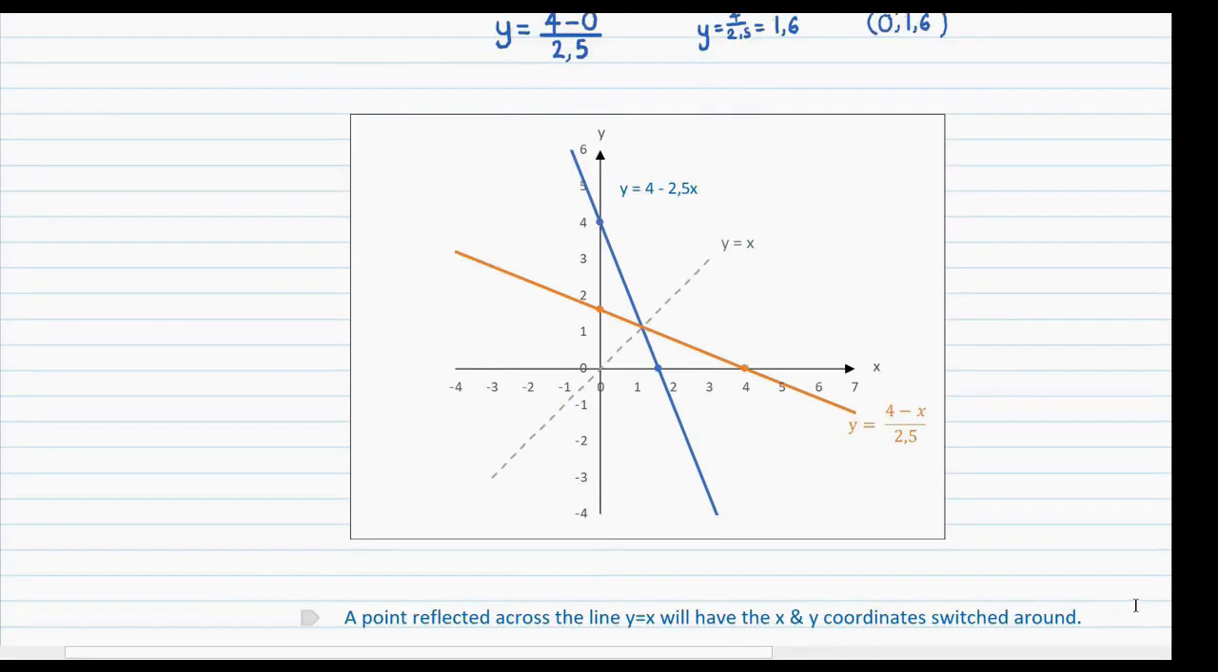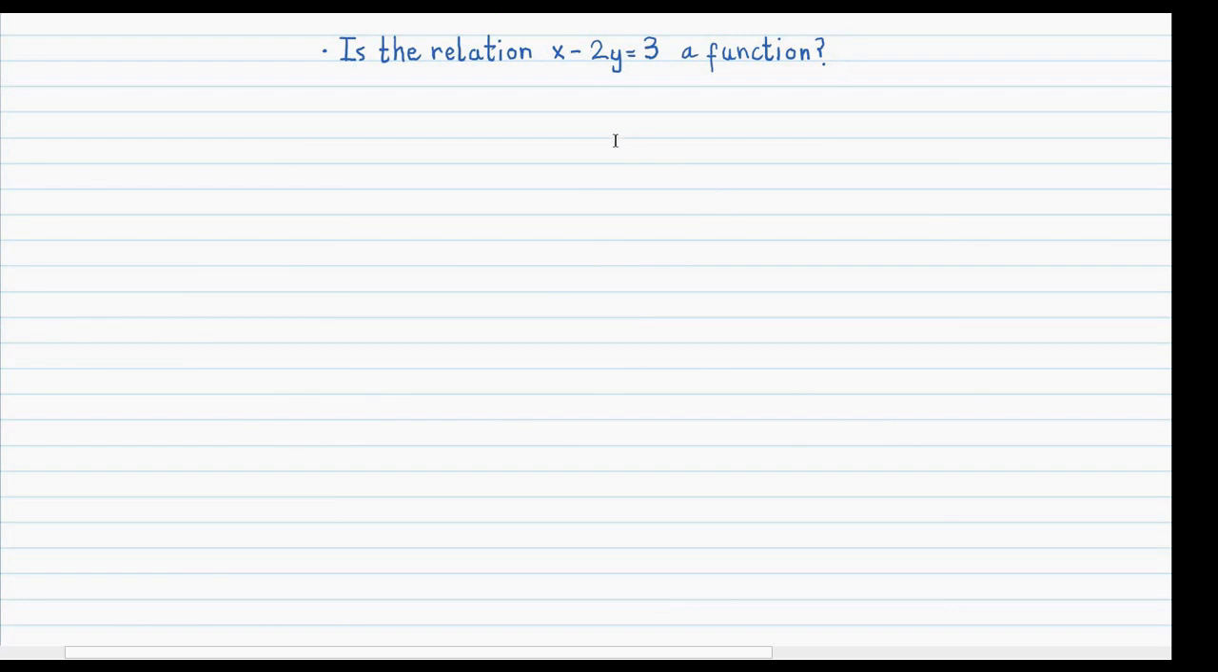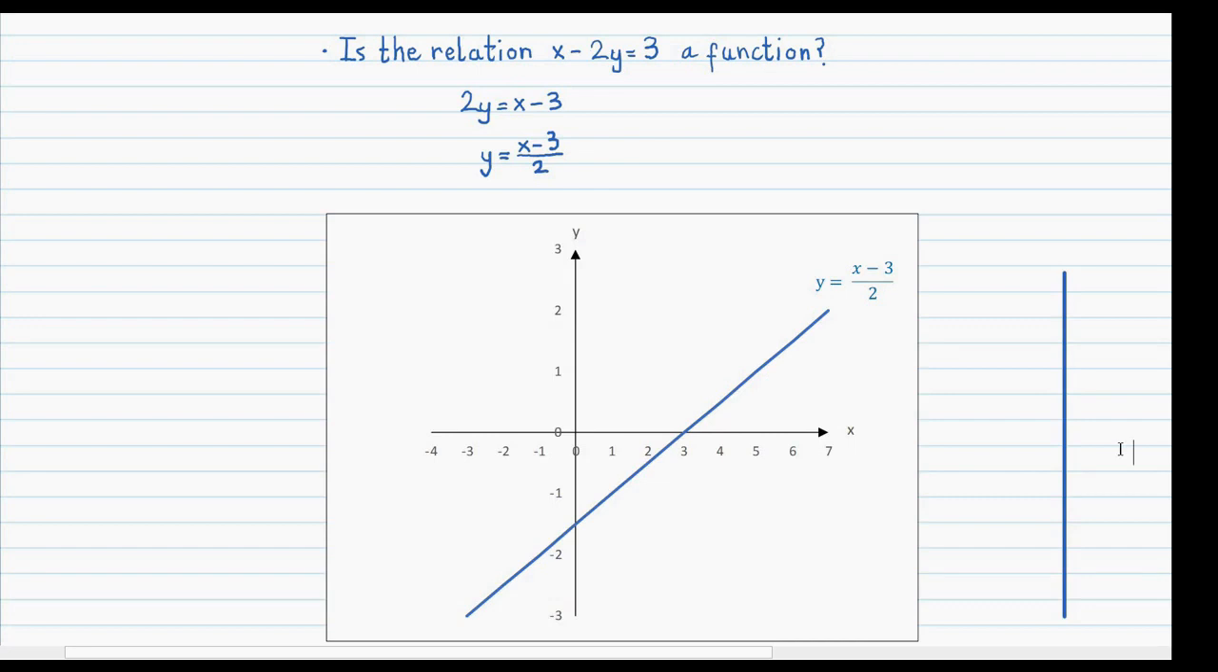One more example. This question is asking whether the relation x minus 2y equals 3 is a function. Whenever you're asked whether something is a function, the best method is to draw the graph and do the vertical line test. We have x minus 2y equals 3, so I'll first make y the subject so it's in a more familiar form, giving us y equals (x minus 3) over 2. And when sketched, this gives this graph. Then we just try the vertical line test.